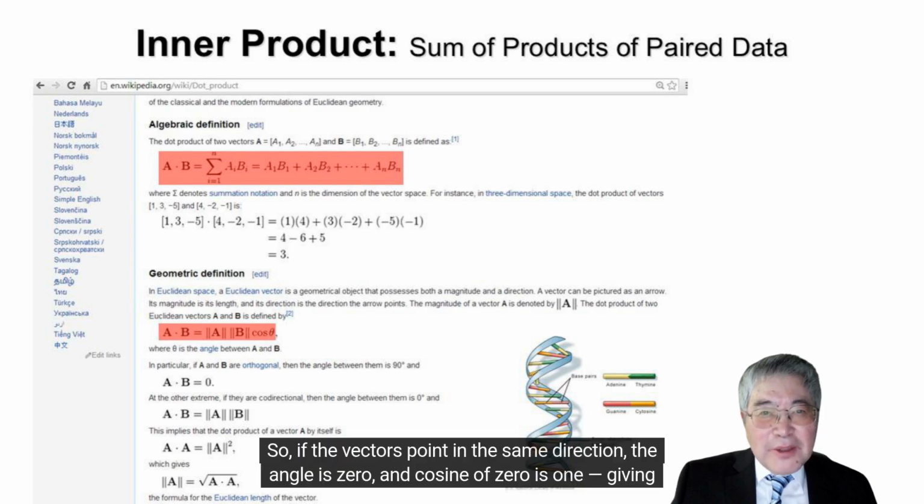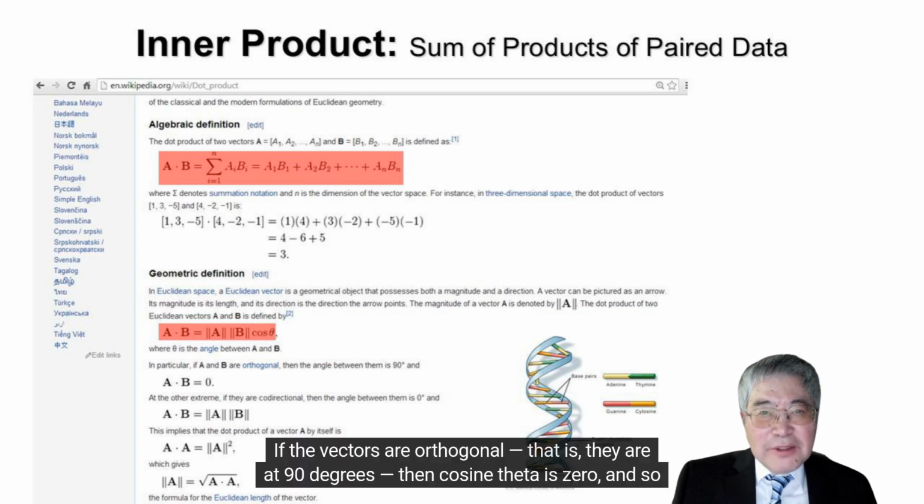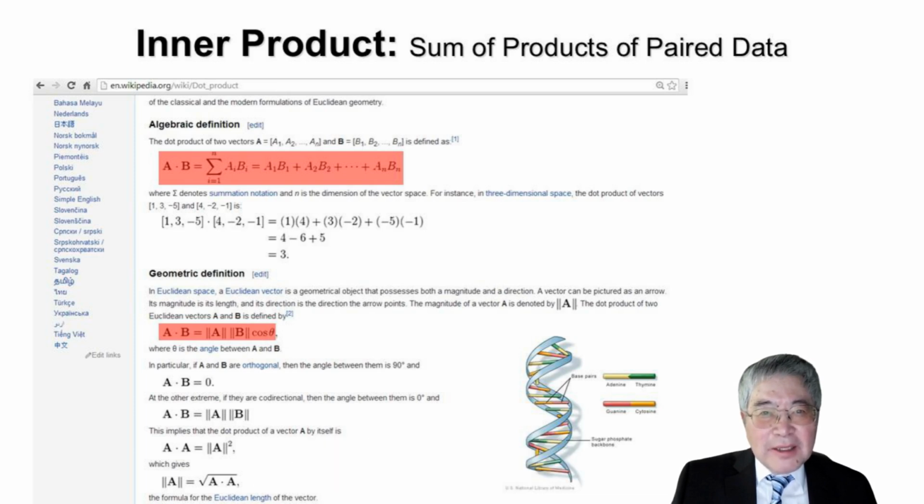So, if the vectors point in the same direction, the angle is 0, and cosine of 0 is 1, giving you the maximum value. If the vectors are orthogonal, that is, they are at 90 degrees, then cosine theta is 0, and so is the inner product.